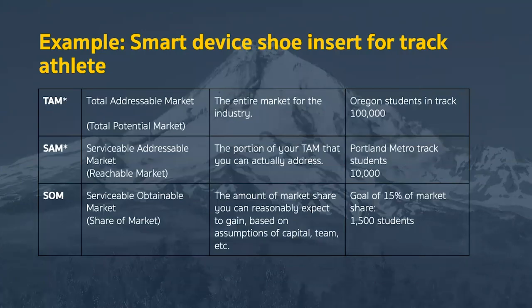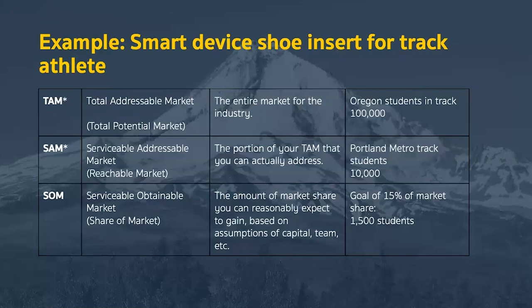And your initial go-to-market strategy, your initial customers that you were going to focus on, were students in the Portland metro area, because that's where you wanted to launch your product. So let's say that you found that there was 10,000 of those students. And after giving it some thought and doing a little bit of research, you estimated that you could capture 15% of the market of those Portland metro track students. That would give you about 1,500 students.